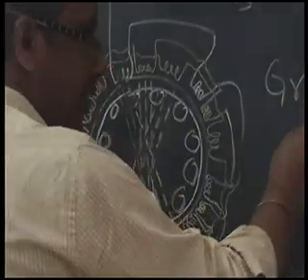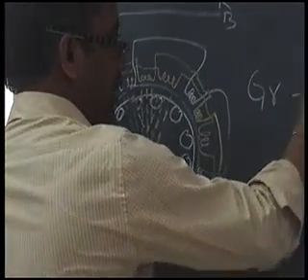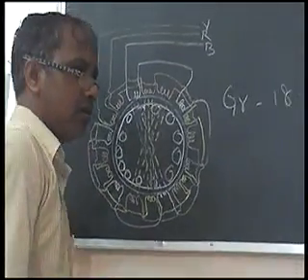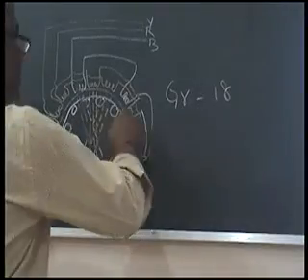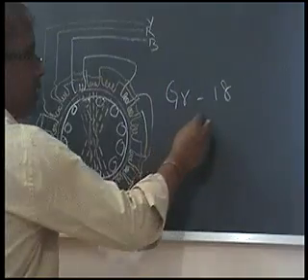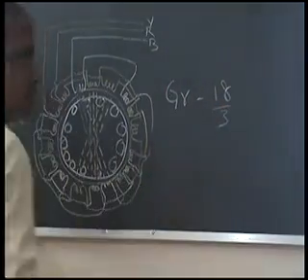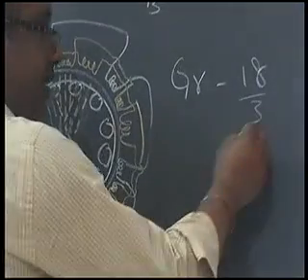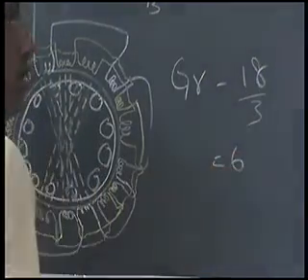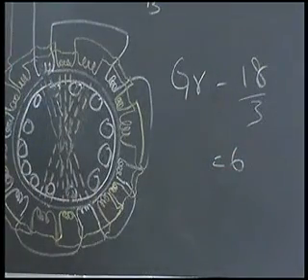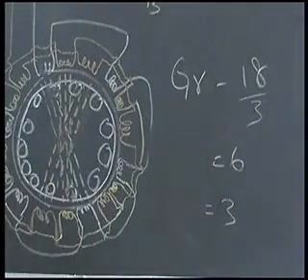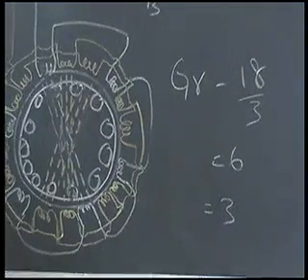Total groups are 18, and there are three phases because it is a three phase motor. So the total groups divided by total phases, that is three for a three phase motor, gives the number of poles. That means 18 by 3 is 6. That means pairs of poles are 3. Three pairs of poles. So let us see here whether our study is correct or not.